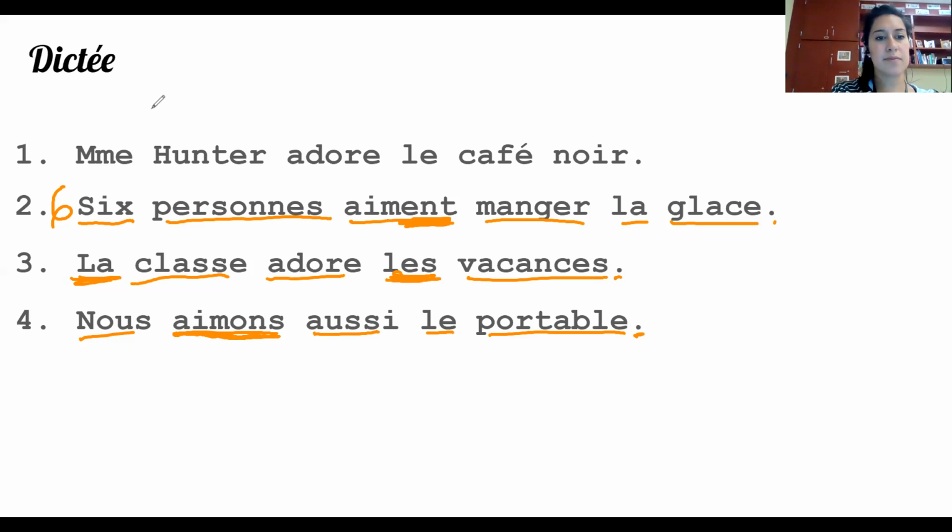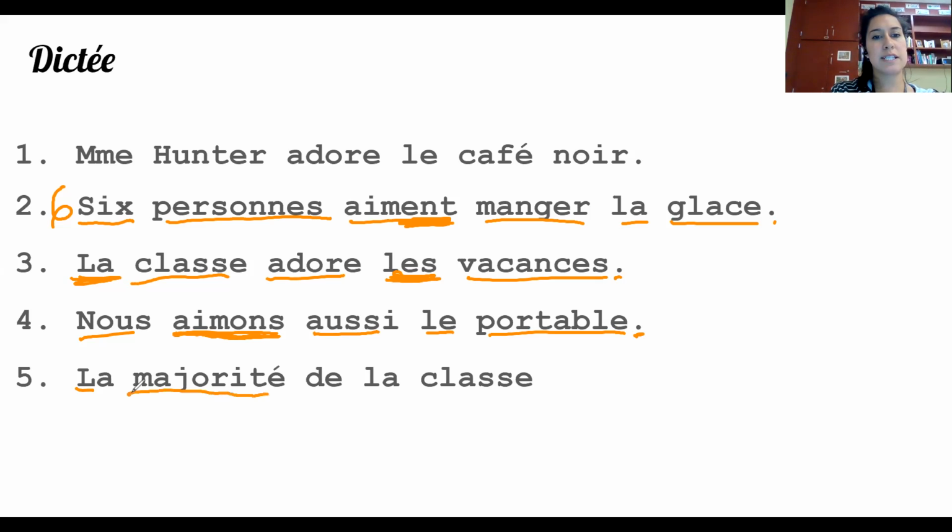Numéro 5. La majorité de la classe. And here there's no point. I didn't say point, and I should have told you this. I forgot that in this dictée I broke one long sentence down into 2 parts so that it was easier for you to remember, but I don't want you to get caught out. There's no point there. It's not the end of a sentence. The majority of the class, the sentence isn't finished.